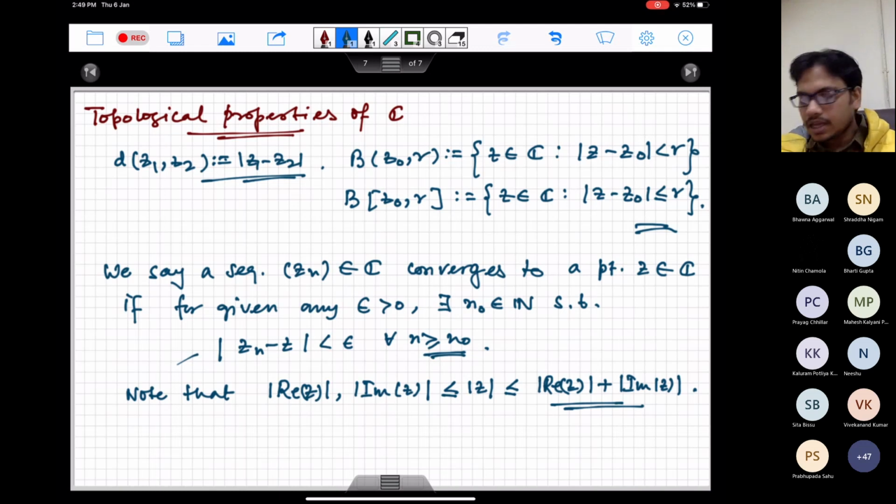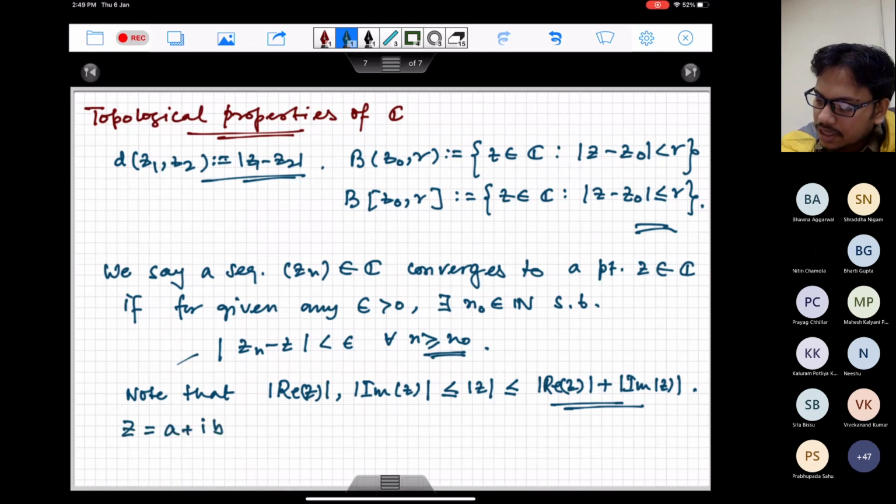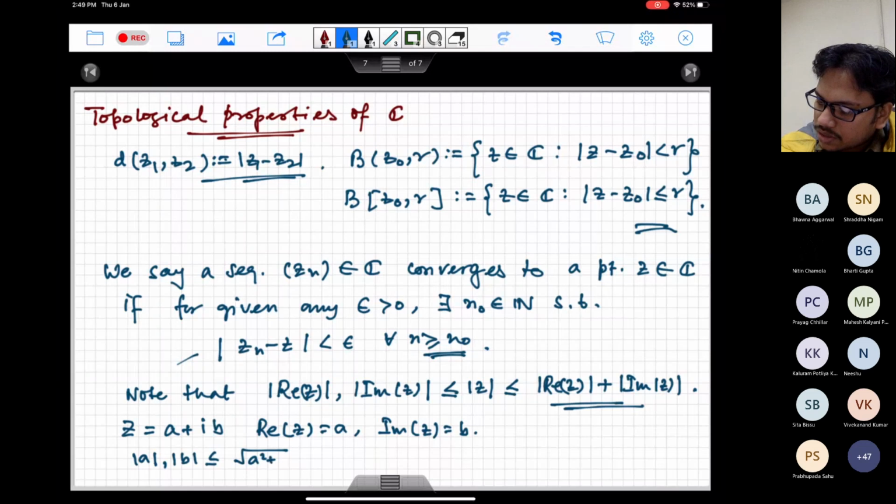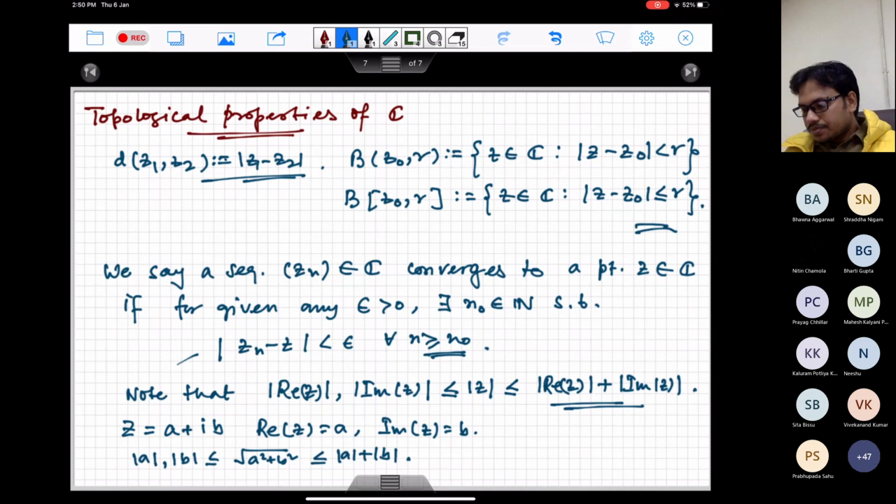Yes, sir. For example, you can write down, if z is a plus ib, then the real part of z is equal to a, and the imaginary part of z is equal to b. So it is obvious that mod of a and mod of b are less than or equal to the square root of a square plus b square, which is less than or equal to mod a plus mod b. Okay, so that's obvious over here.